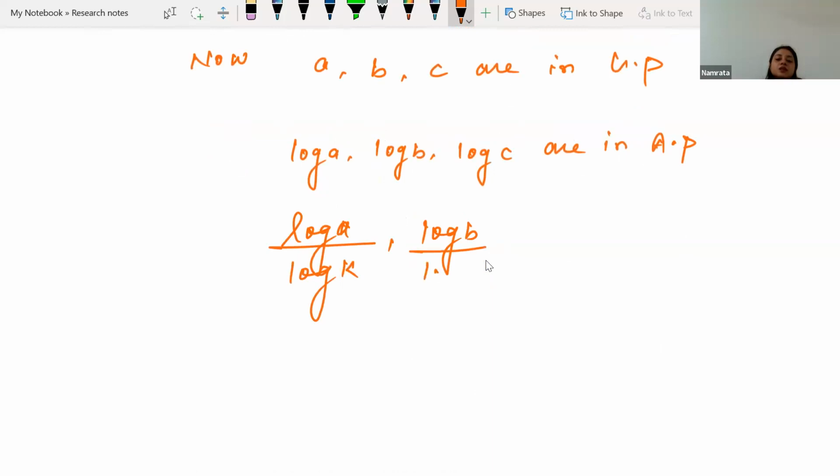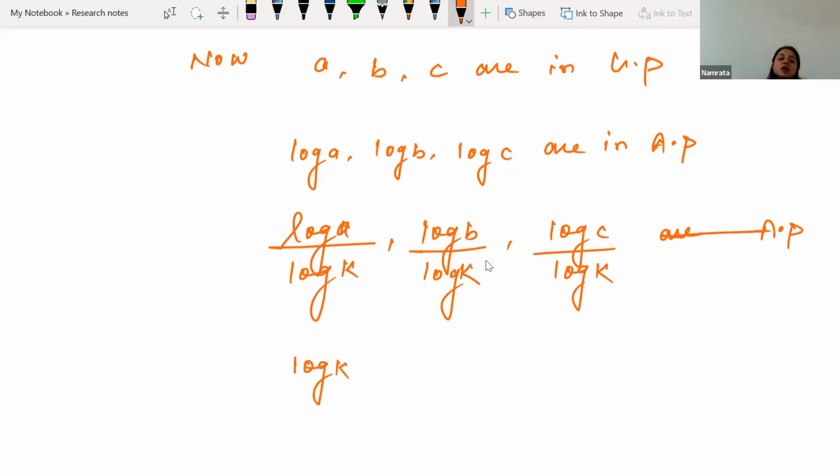In AP, there is a property that if you add, subtract, multiply or divide, it will still be in AP. Only one thing you have to be careful about: if you take the reciprocal, it will change to HP. Log C by log K. So each and every term we are just dividing by log K, and it will still be in AP only. Now let's take the reciprocal of each and every one.